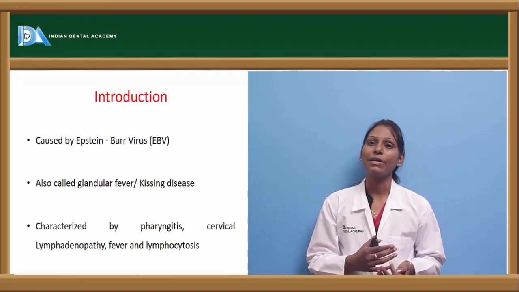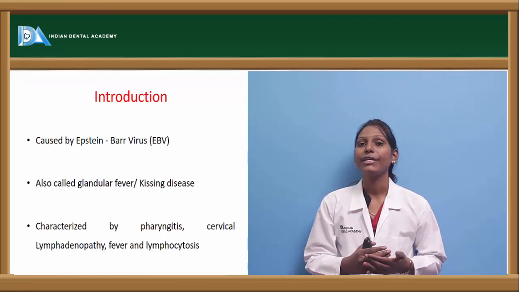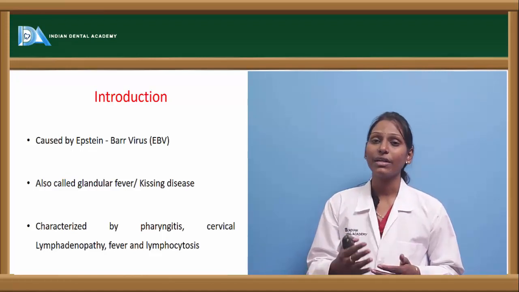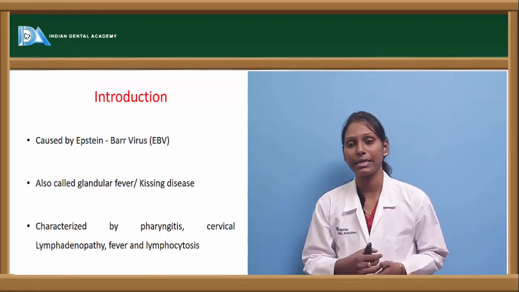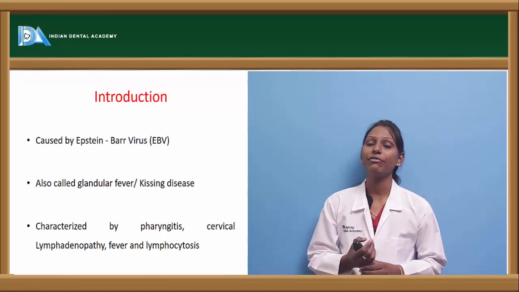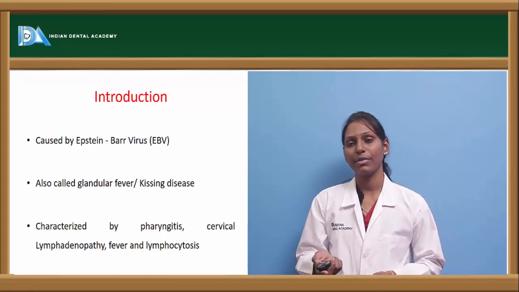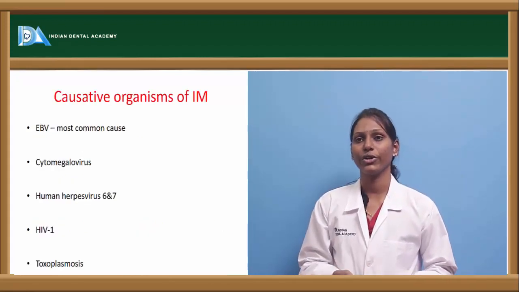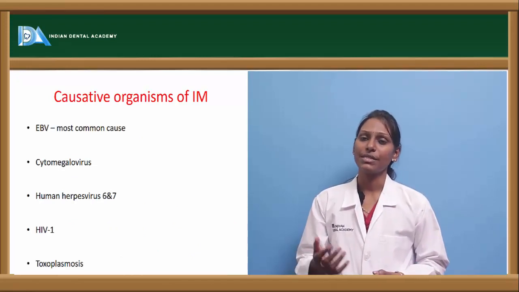It is characterized by pharyngitis, that is nothing but inflammation of the pharynx, and in severe conditions there can be quinsy also, that is peritonsillar abscess, which can also be seen in these cases. There will be cervical lymphadenopathy, fever, and also lymphocytosis is one of the common features in Epstein-Barr virus induced infectious mononucleosis. Now coming to the causative organism, the most common cause is Epstein-Barr virus.